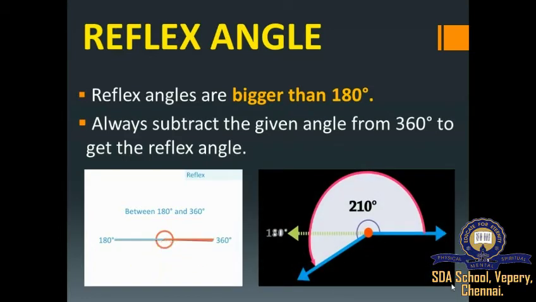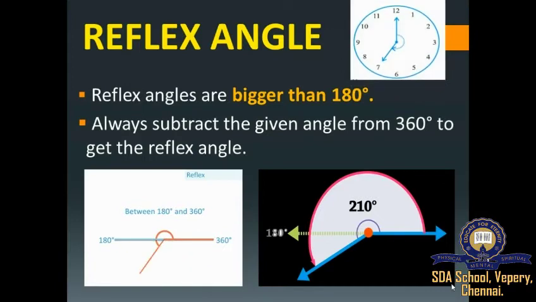In the second image you could see that they have mentioned 210 degrees, which is greater than 180 degrees and less than 360 degrees, right? So such an angle is said to be a reflex angle. Observe the wall clock picture, students. Here the hour and the minute hand make a reflex angle at 7 o'clock. So what are reflex angles? Reflex angles are bigger than 180 degrees and less than 360 degrees.